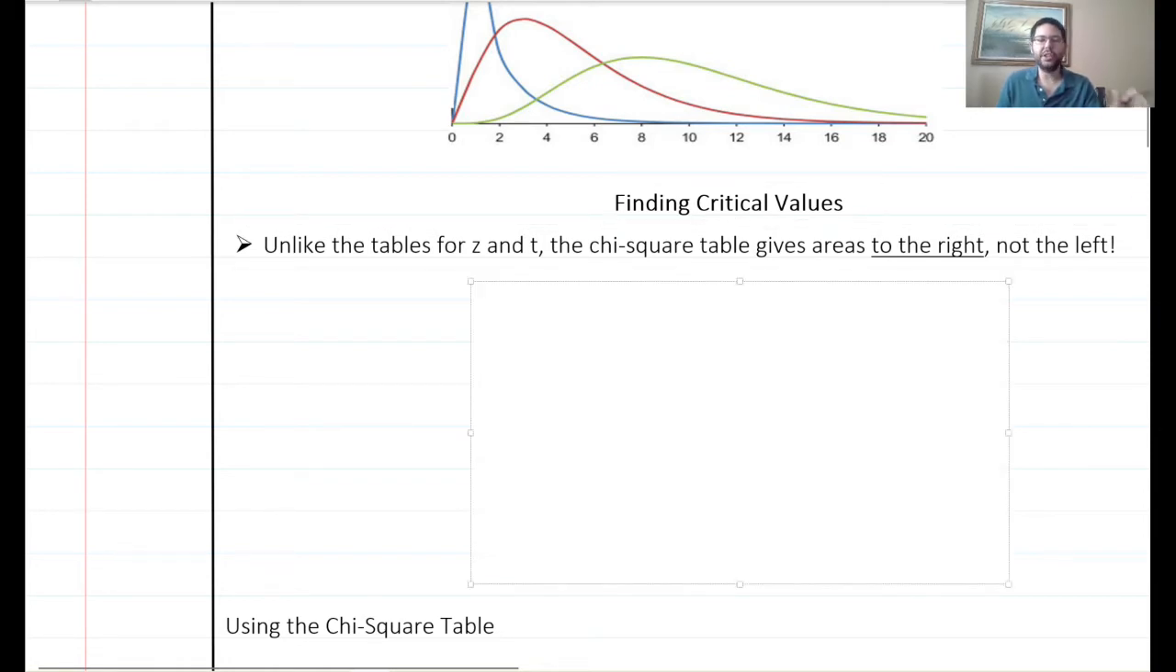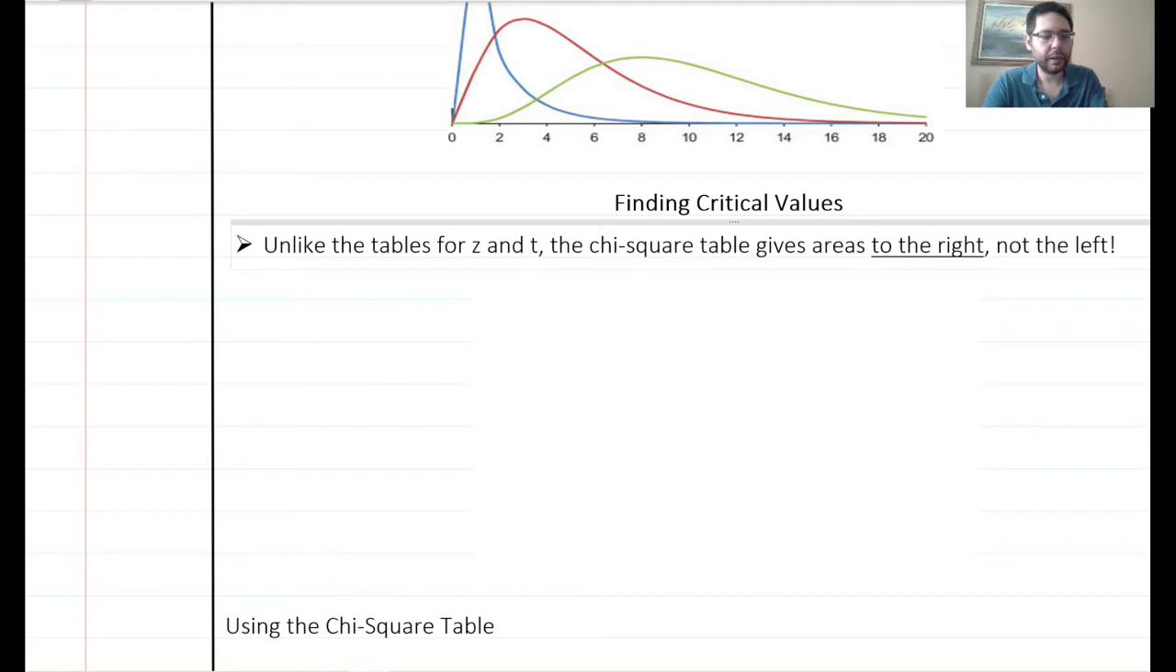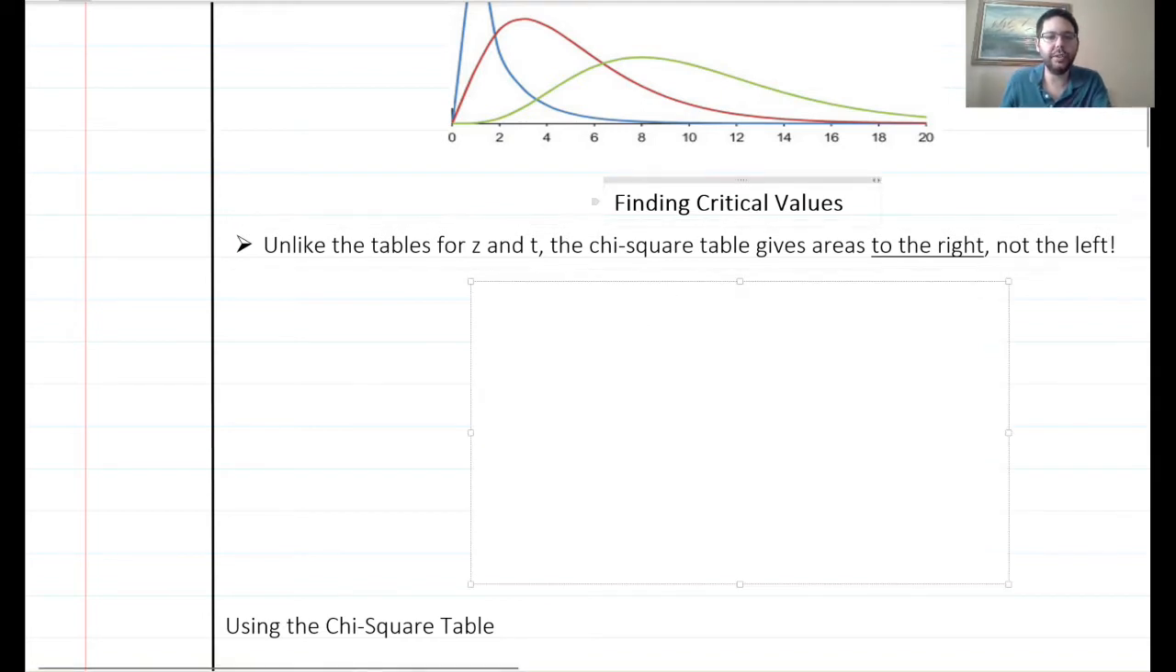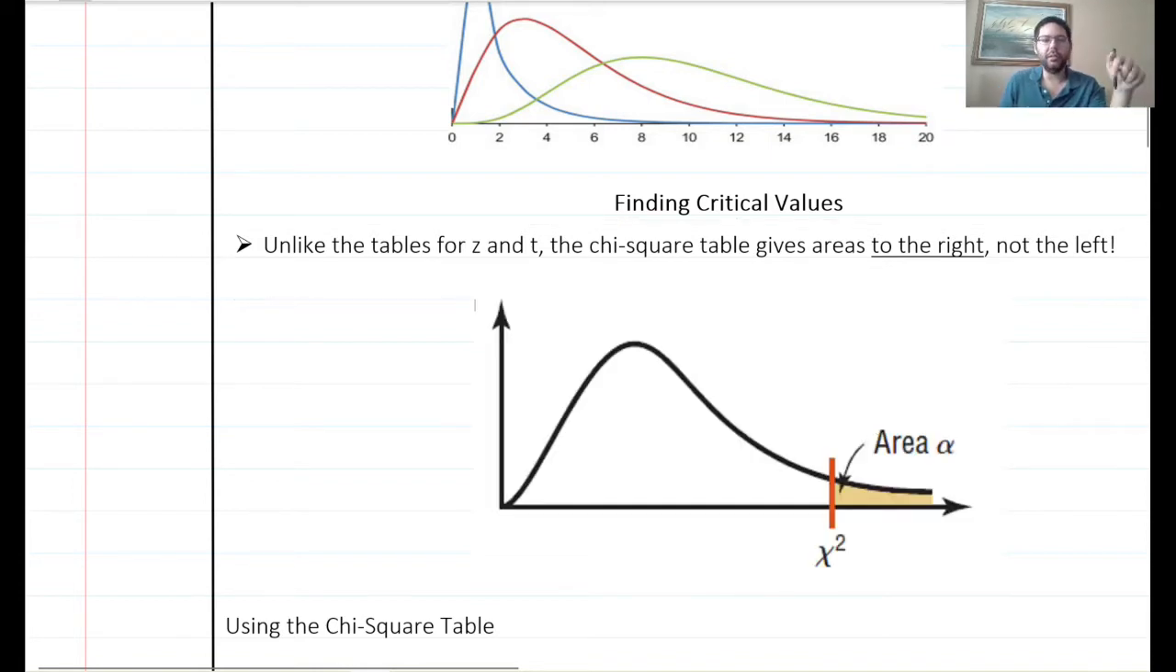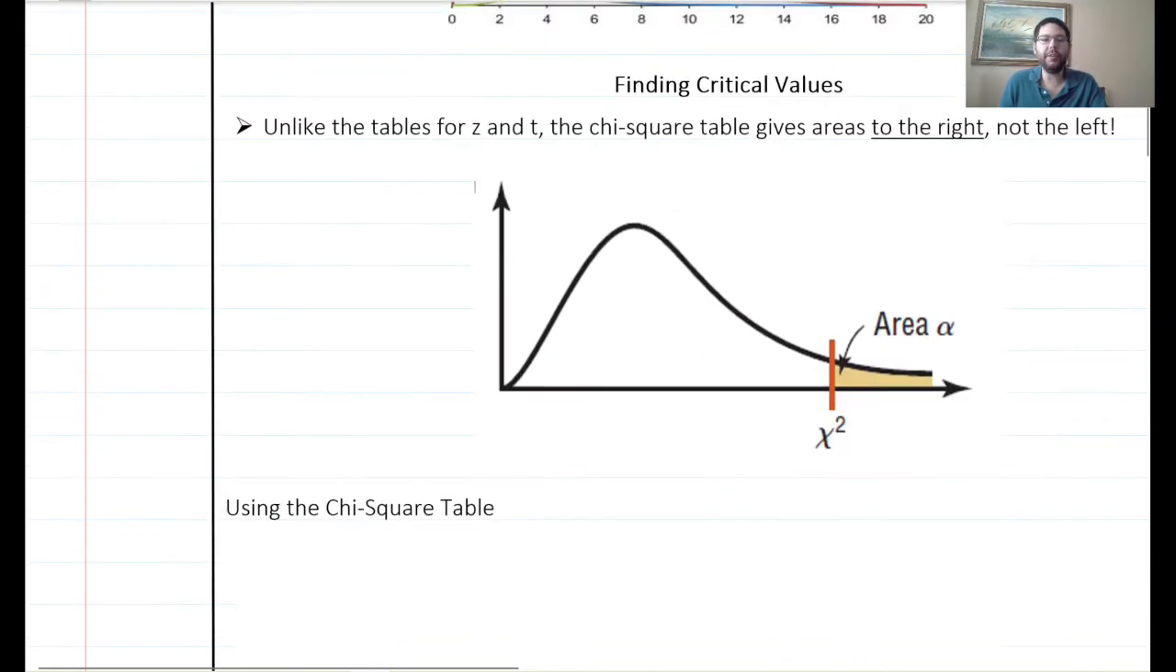So we have to adjust our methodology because of the fact that it gives us areas to the right. Again, we'll show you just what we mean by giving you areas to the right. This is the actual graph, an image of a chi-square distribution. When I draw a generic chi-square distribution, it'll look like this. And notice that it's skewed to the right because you have a longer tail on the right side.